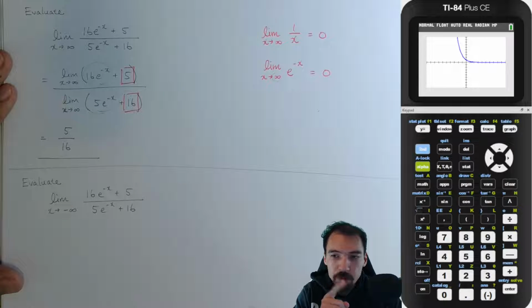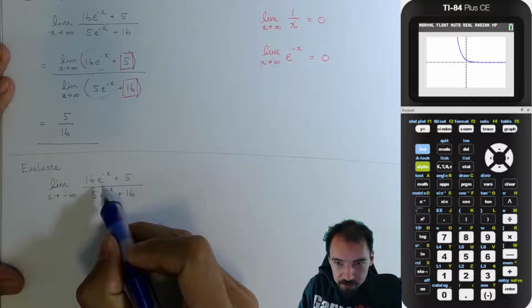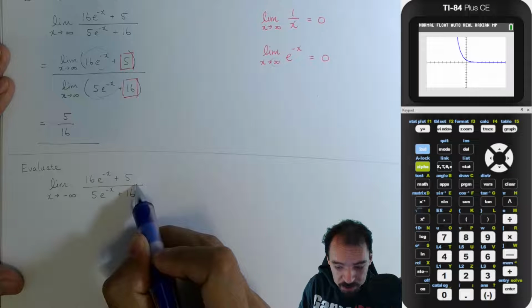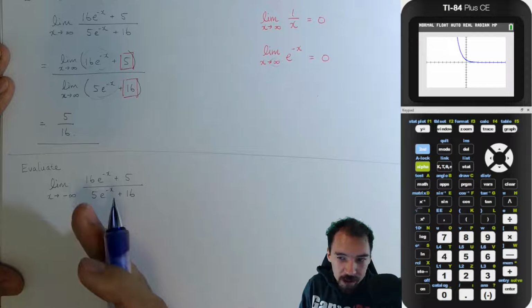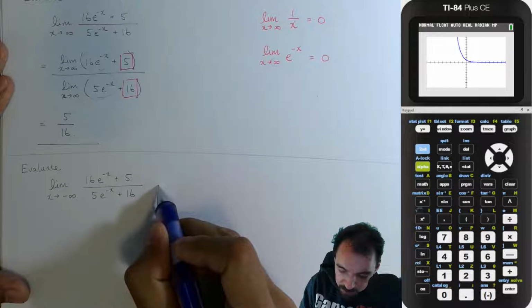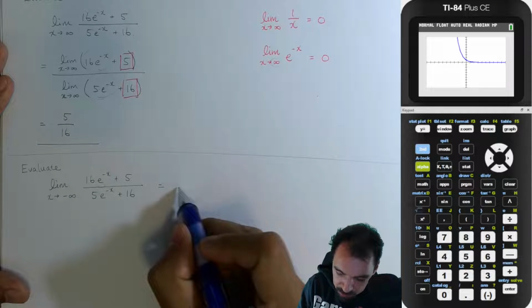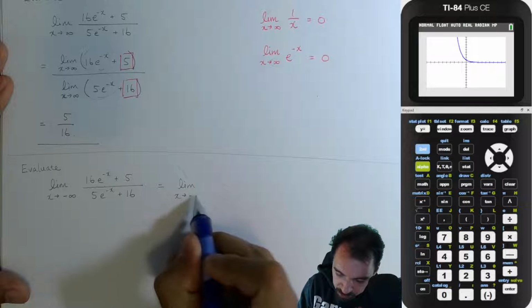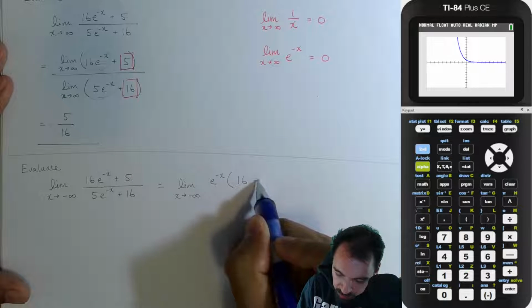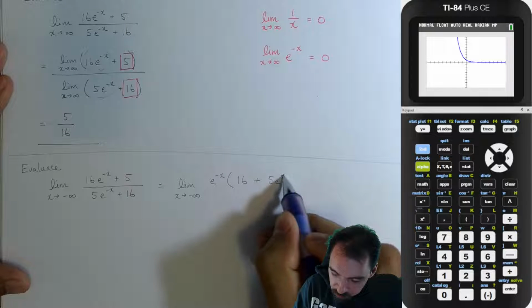We're going to do something similar to what we did with the x's. So formally, once you identify that one piece of the numerator is much larger than the other piece, it makes sense to factor out that sort of large piece. And this is what it's going to look like. So I'm going to factor out e to the minus x. Limit as x approaches negative infinity. Factor out e to the minus x. Now this is going to be 16 plus 5e to the regular x.